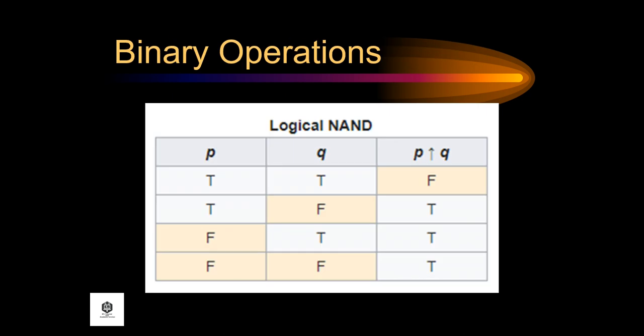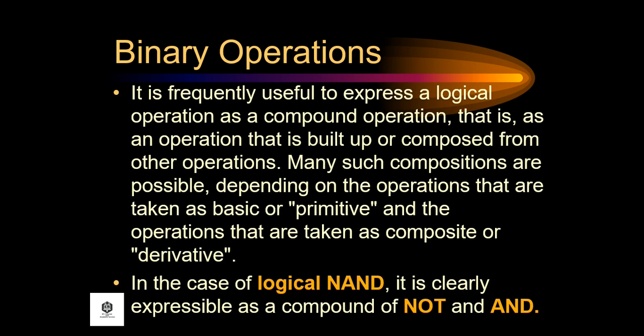T and T is equal to F, T and F is equal to T, F and T is equal to T, F and F is equal to T. So that's the truth table for logical NAND.